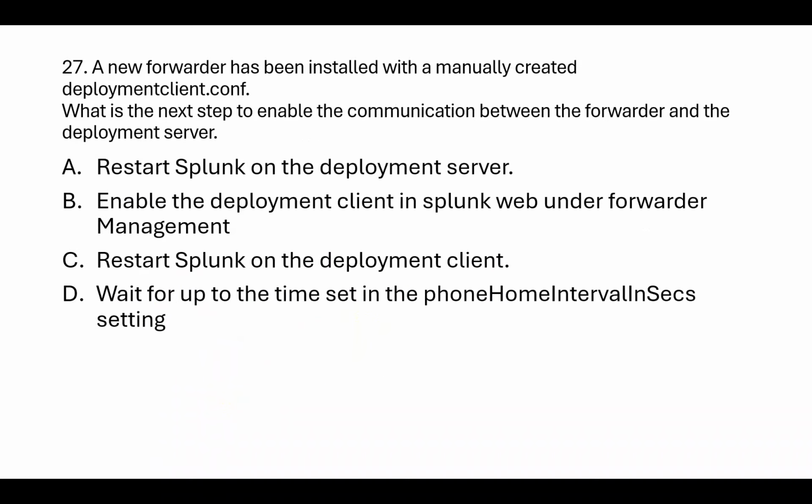Question number 27, a new forwarder has been installed with a manually created deploymentclient.conf. What is the next step to enable the communication between the forwarder and deployment server? Option A, restart Splunk on the deployment server. Option B, enable the deployment client in Splunk Web under forwarder management. Option C, restart Splunk on the deployment client. Option D, wait for up to the time set in the phone home interval in seconds settings. And the answer is restart Splunk on the deployment client.